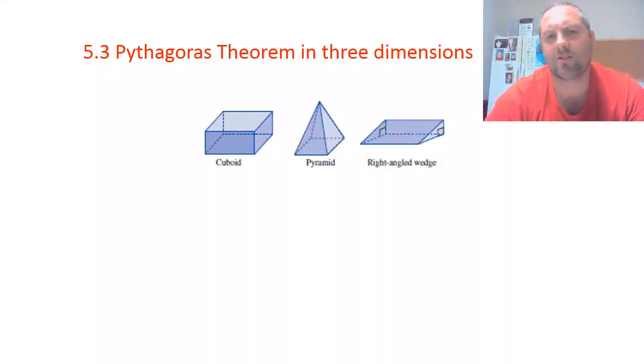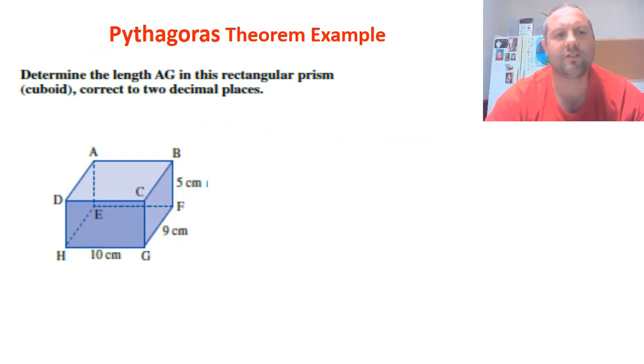Okay, chapter 5.3 is looking at using Pythagoras' theorem in 3 dimensions. We're going to be using cuboids, pyramids and right-angled wedges, which all contain right-angled triangles. In the first question, it's asking us to use a cuboid and find AG in this prism.